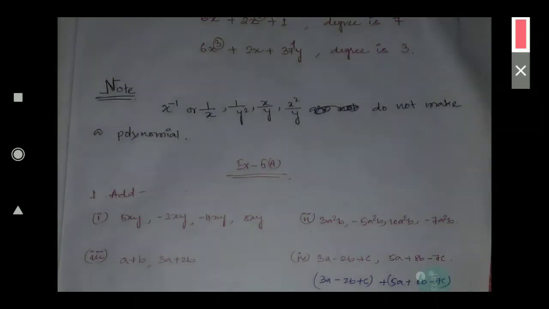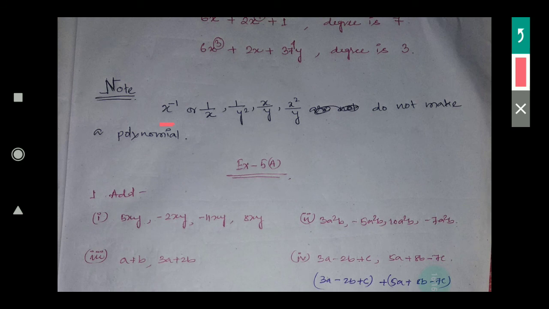This is important. X power minus 1, that means 1 by x, or 1 by y square, or x by y, x square by y. This does not make a polynomial. Why? Because of the definition of the polynomial, the variables' powers should not be negative. So x power minus 1 means 1 by x only. 1 by y square means y power minus 2. All the variables' powers are negative, that's why this does not make a polynomial. Okay.